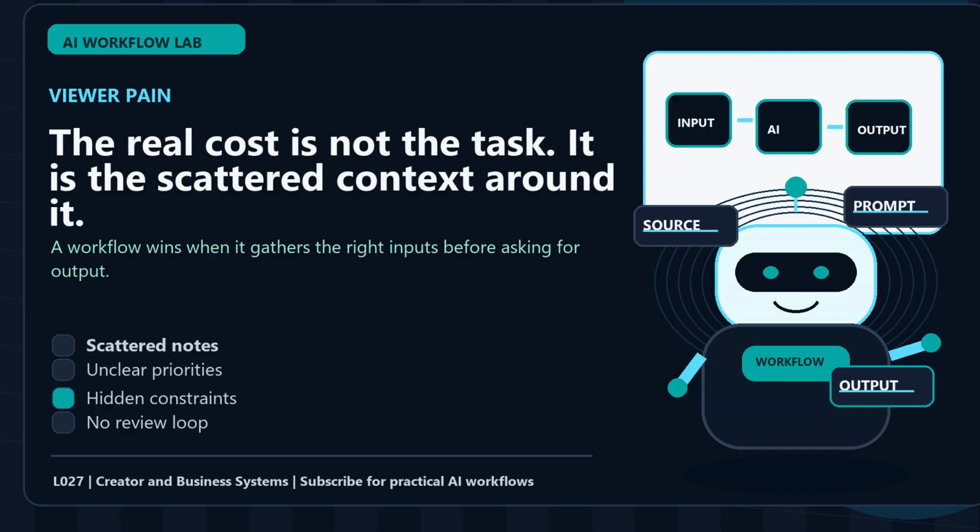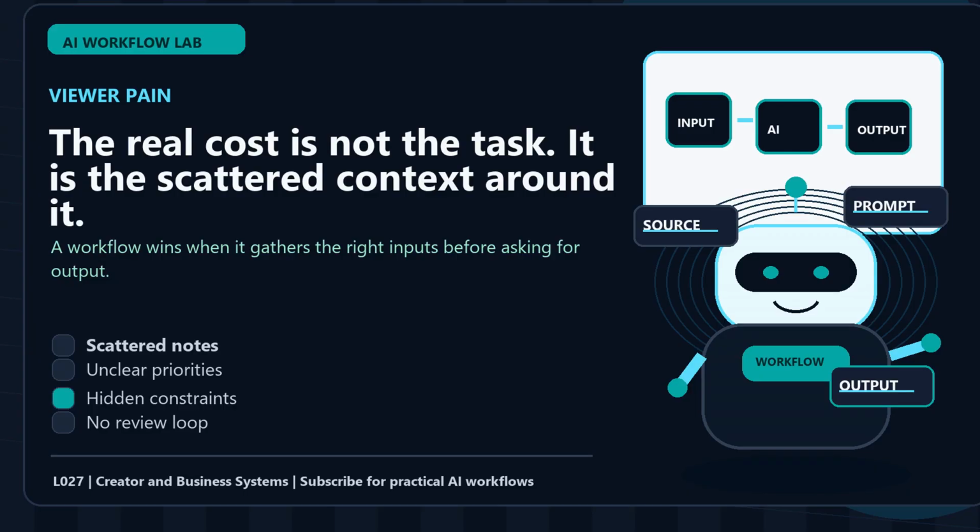First, you repeat yourself. Second, you make decisions with stale information. Third, you ask AI for help before you have given it enough context to be helpful. That is why the answer sounds confident but generic. So the workflow we build today starts before the prompt.